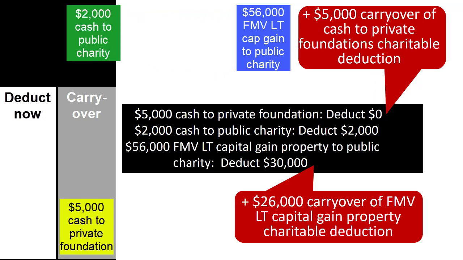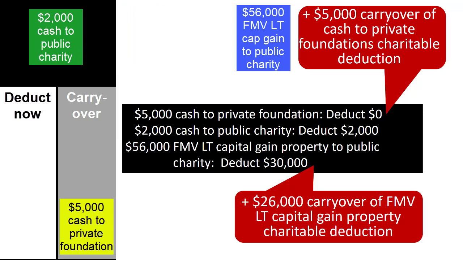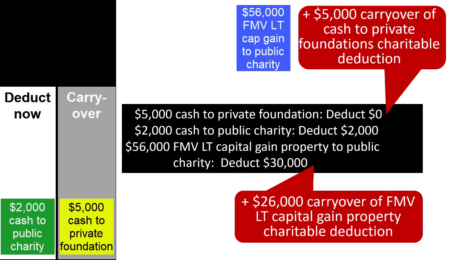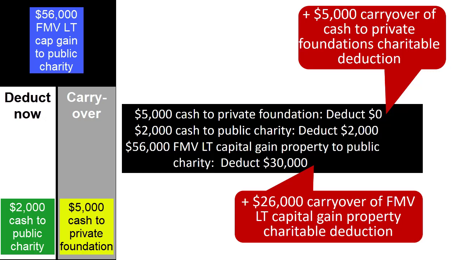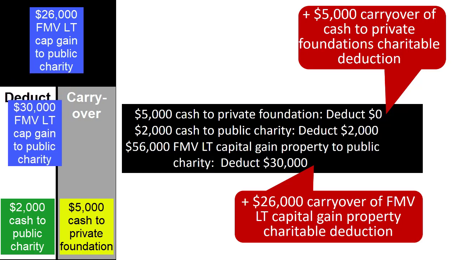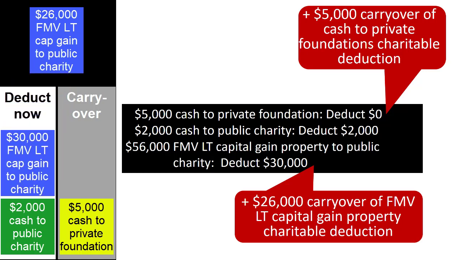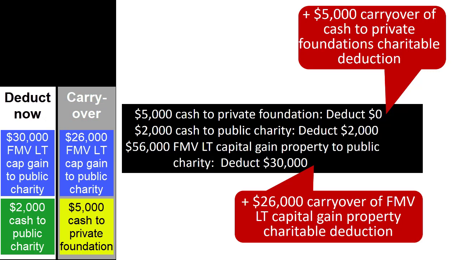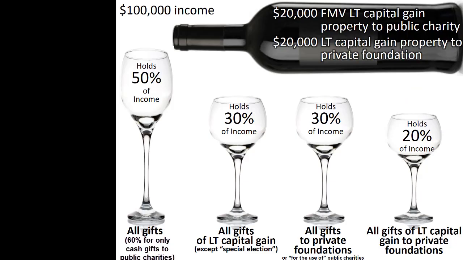The $2,000 of cash gifts to public charities will all be deducted this year. Finally, the $56,000 of fair market value long-term capital gain property gifts to public charities resulted in a current year deduction of $30,000 and $26,000 of carryover. Again, this $26,000 of carryover will, in future years, still be characterized as fair market value long-term capital gain property gifts to public charities.